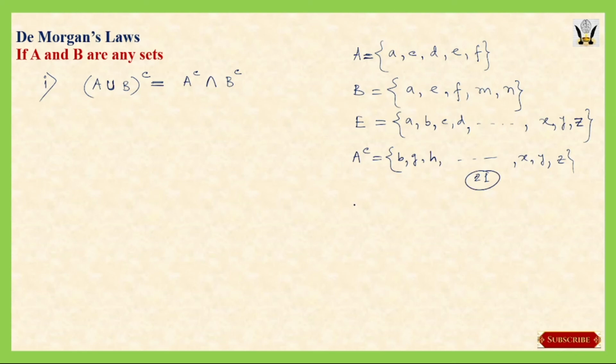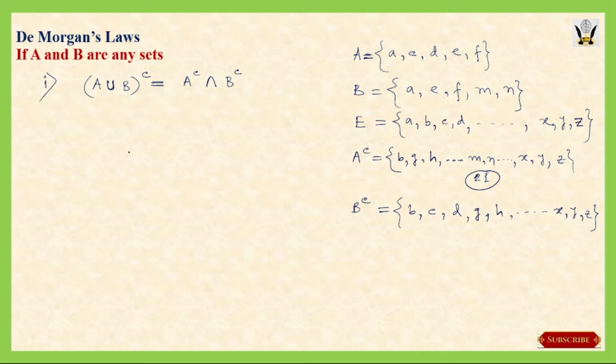And again, if we find the B complement, then B complement will have, again we will not include these 5 elements. So it will have B, then C, then D, and then we will not include E, F. So it will be G, then H, and definitely it will not have M, N. But A complement, it has M, N, X, Y, then Z.